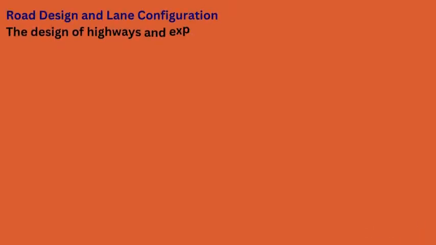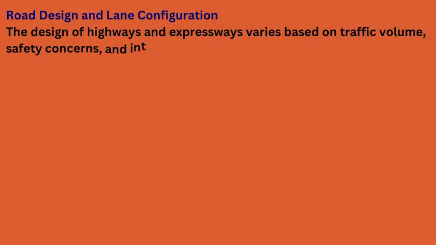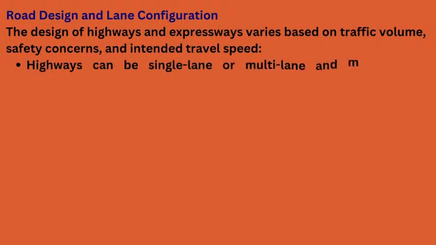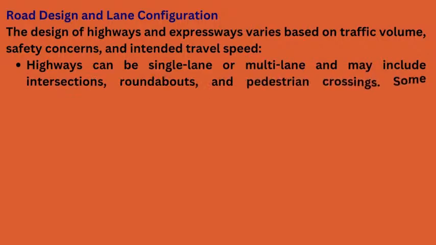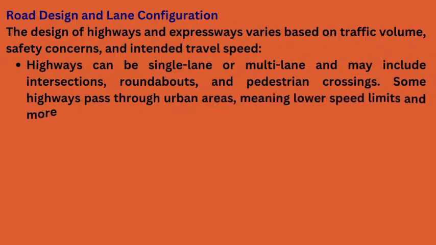Road design and lane configuration. The design of highways and expressways varies based on traffic volume, safety concerns, and intended travel speed. Highways can be single-lane or multi-lane and may include intersections, roundabouts, and pedestrian crossings. Some highways pass through urban areas, meaning lower speed limits and more frequent stops.